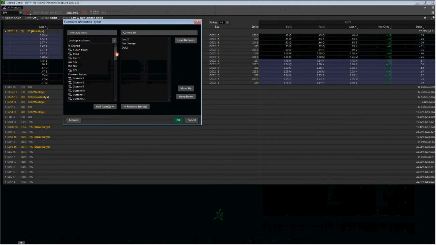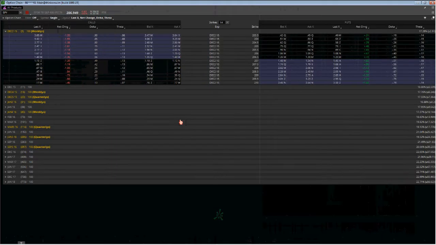I'm going to go back over here to the options chain. And we're going to add the Theta. Theta is that common monster people call time decay. Basically, what this is doing is telling you what your option's going to lose holding it overnight.